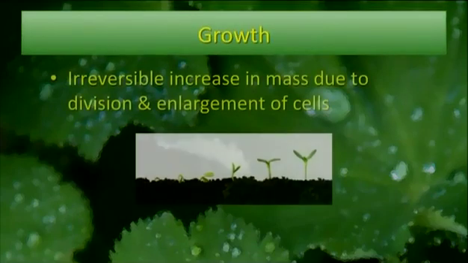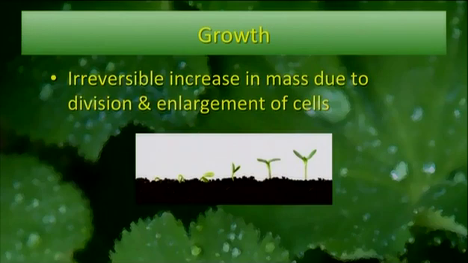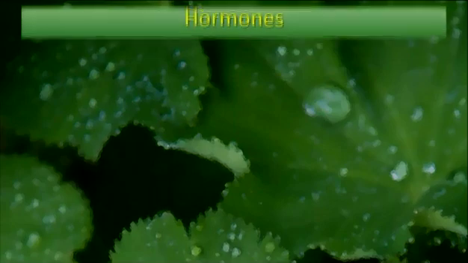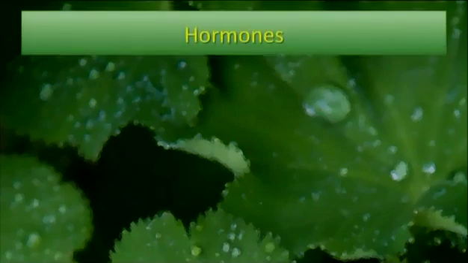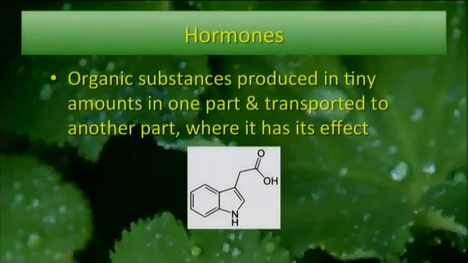Now growth, what is it? It's an irreversible increase in mass or size due to division and enlargement of cells. So due to cell division and cell enlargement. So what actually is responsible for them? Some things are called hormones. These are organic substances. They can either be lipids or proteins that are produced in tiny amounts in one part of the plant and transported to another part of the plant where it has its effect.